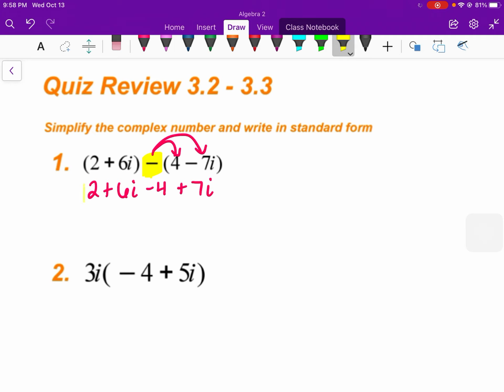From here, we can combine like terms. 2 minus 4 would be negative 2. We want the real part to come first. And then 6i plus 7i would be 13i.